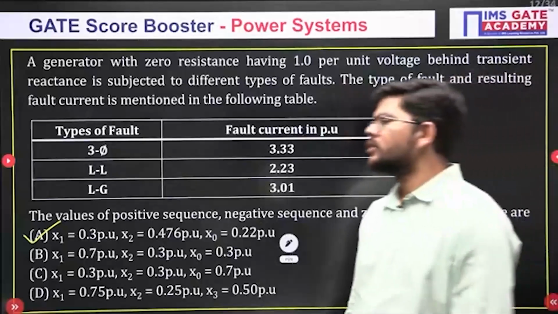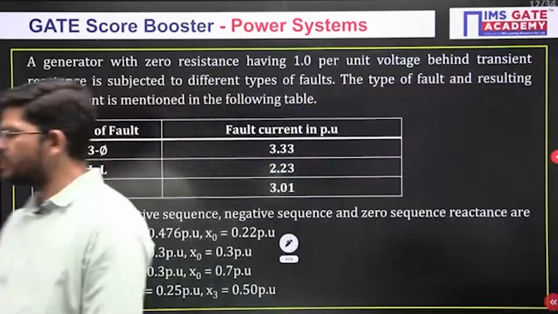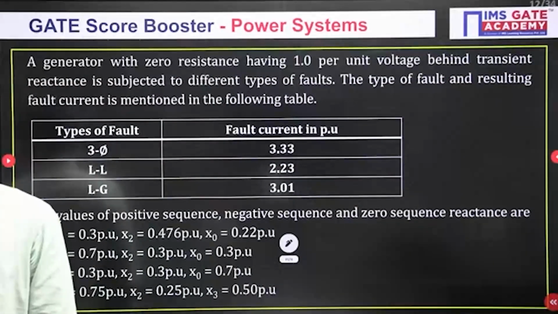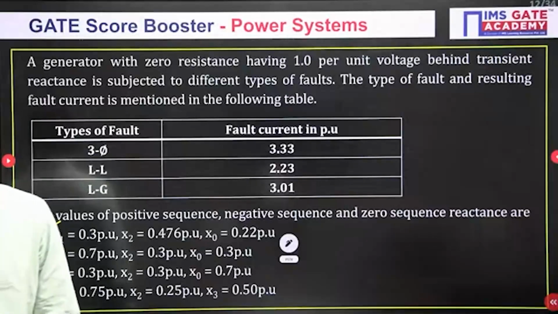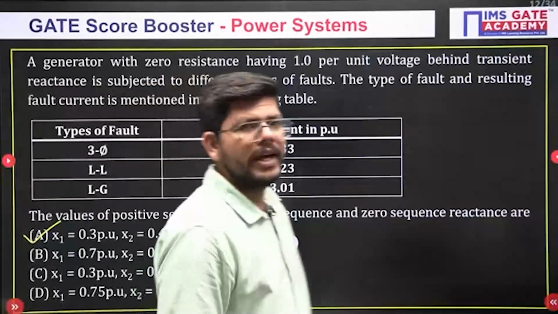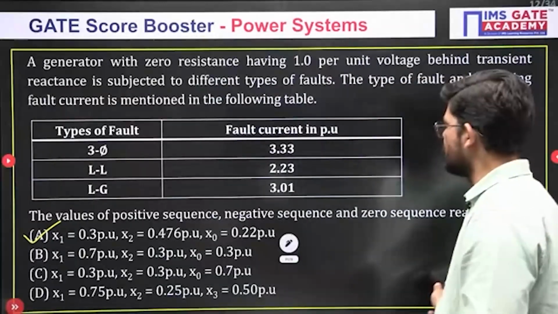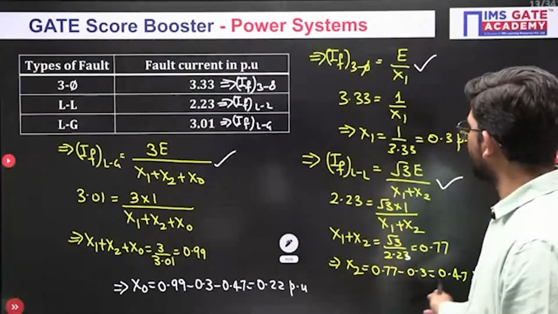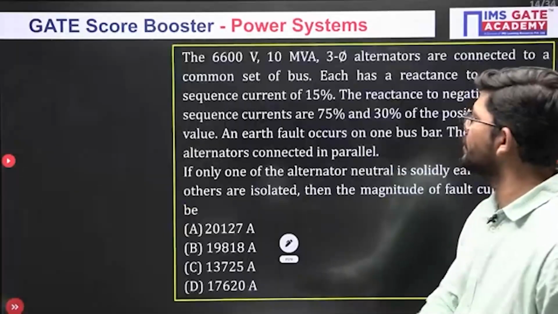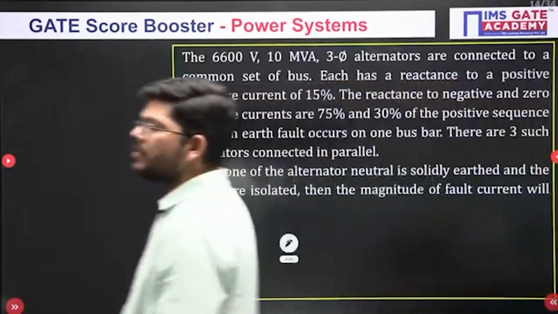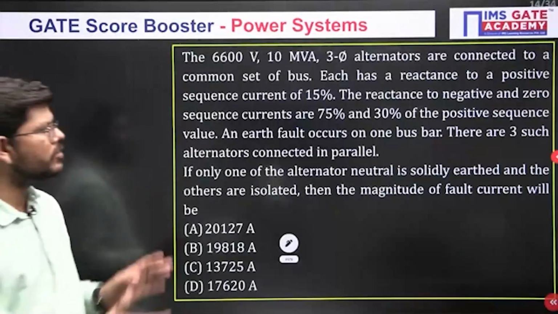Okay, so in this way, by solving this question, we have practiced all the formulas related to the fault current. And somehow you will definitely get a problem in the GATE exam related to these fault currents. Okay, so this is how we have solved this particular question. You got to know about the formulas of fault current, which is very, very important for us. Now if you are able to solve this question, you can solve this one as well.